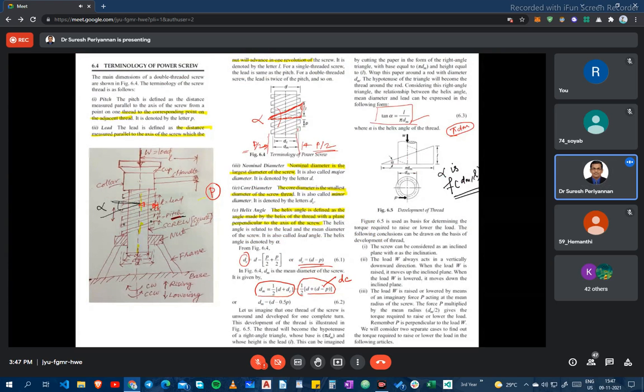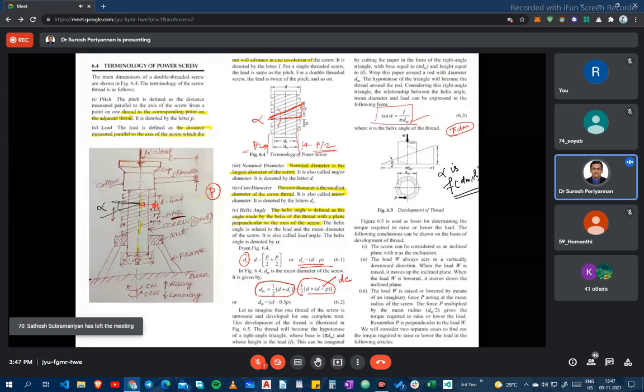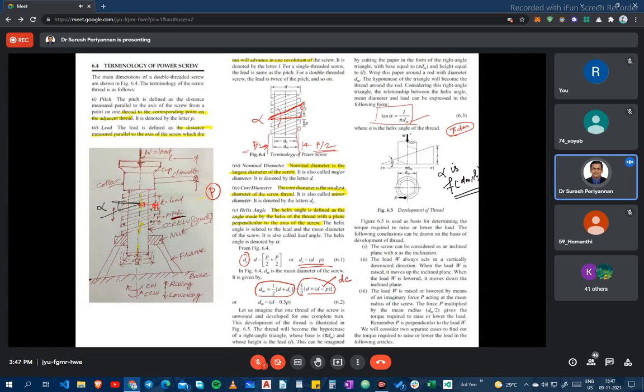How can I find out the torque? Now we are able to calculate how much torque is required for lowering or raising the load W, right? That's what I'm asking: how much torque will be required? We applied a force P on the handle. Someone tell me.